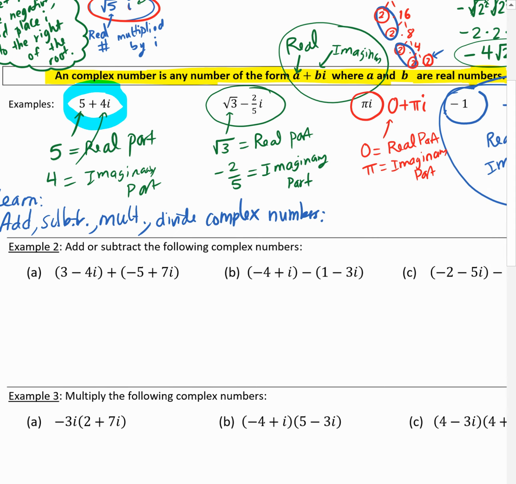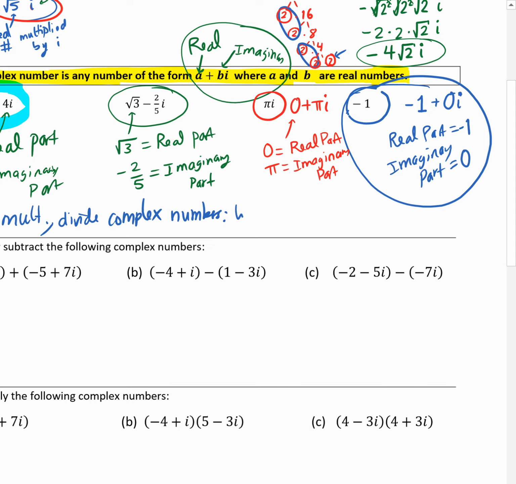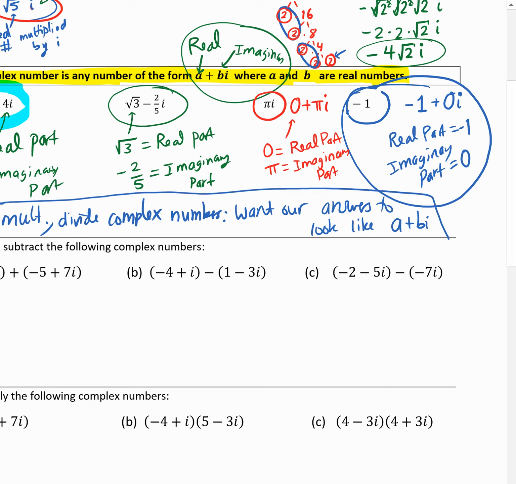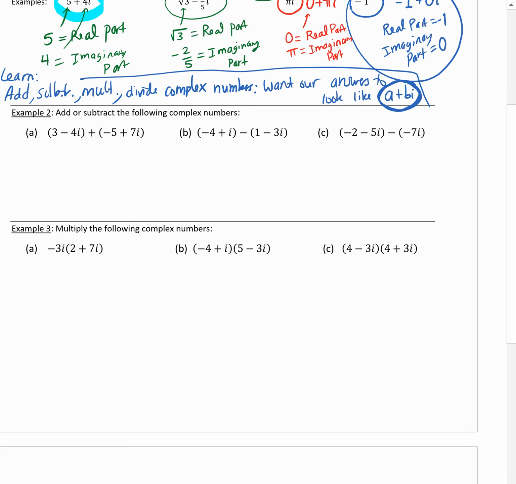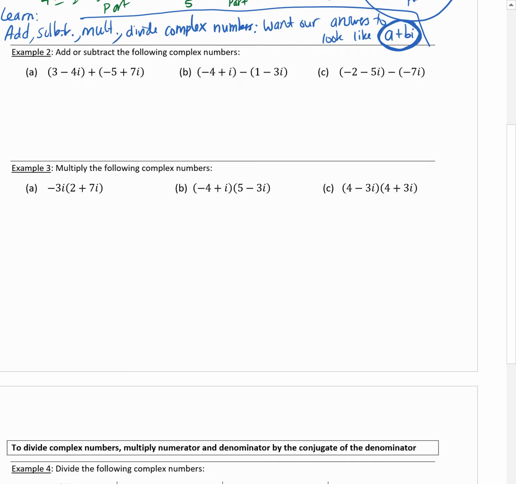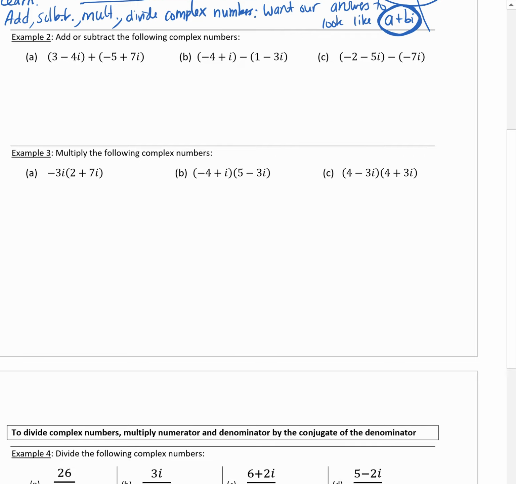But the main thing we want to keep in mind, and I'll keep reminding you of this throughout this section, is we want our answers to look like a plus bi, that complex number. So if we ever add, subtract, multiply, divide two complex numbers and our answer does not look like something plus something i, then we'll have to do something to make it look that way. Because we kind of want everything to stay in the family of complex numbers. When you combine two complex numbers by adding, subtracting, multiplying, or dividing, you want to make sure that the result is going to be another complex number. So we'll have to keep that in mind. Everything we do here, we'll keep that in mind.